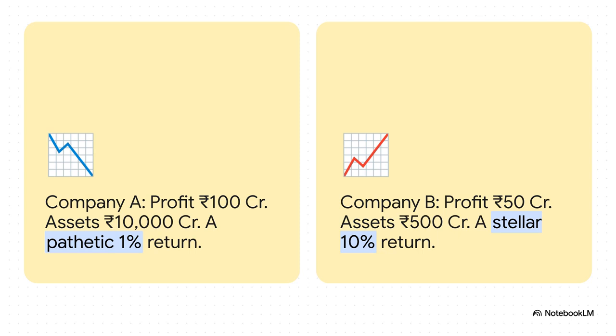Take a look at Company A. Yeah, it made that 100 crores in profit. But, and this is a big but, it needed a whopping 10,000 crores in assets to do it. That's a return of just 1%. Now look over at Company B. It only made half the profit, 50 crores, but it did that with just 500 crores in assets. That's a fantastic 10% return. So I'll ask you, which one of these businesses would you actually want to own?